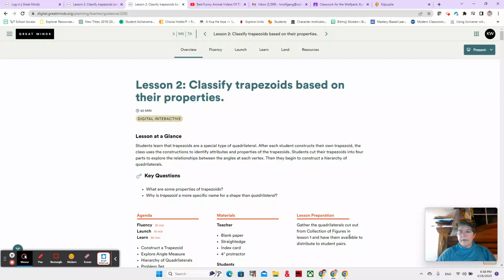Okay, here we are in our third video of Lesson 2, Classifying Trapezoids. I asked you to make sure that you knew how to use a protractor before you did this third video. And you had to do at least 20 correct on the practice for protractors. So make sure that you did that. If not, stop this video and go do that.